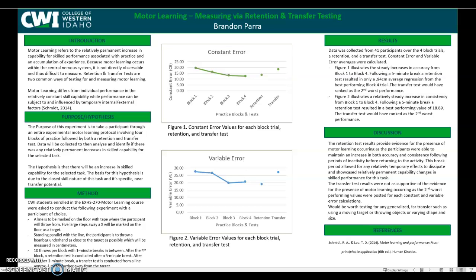But with that being said, it would be worth testing for any generalized far transfer occurring. With generalized far transfer, we're looking at seeing if there's any transferability from this task to another task that may be similar but has a different setting or different goals. Some possible components that we could include in an experiment testing for generalized far transfer would be using a moving target, or even throwing objects of varying shape and size, as opposed to the beanbag that was being used.